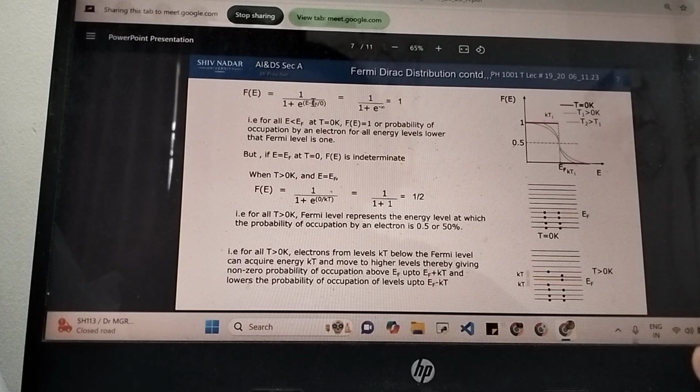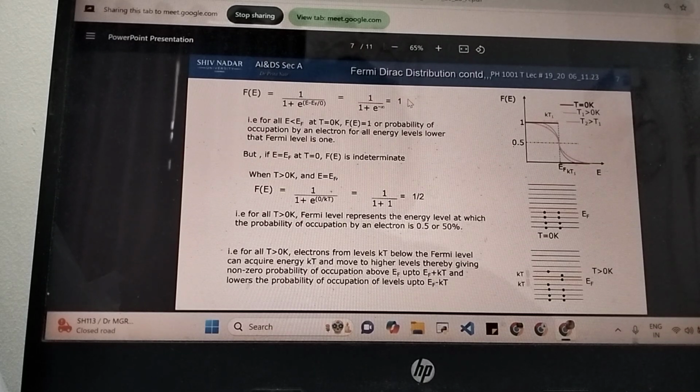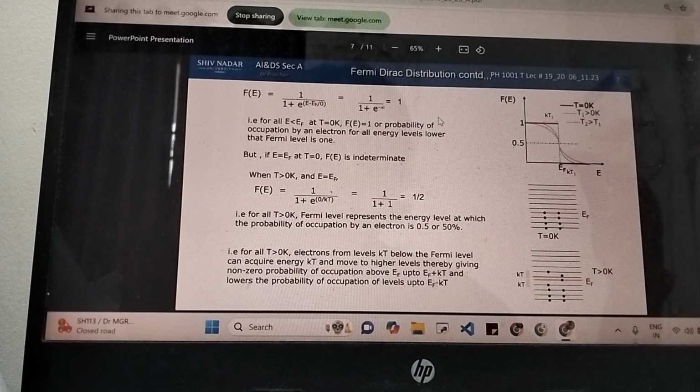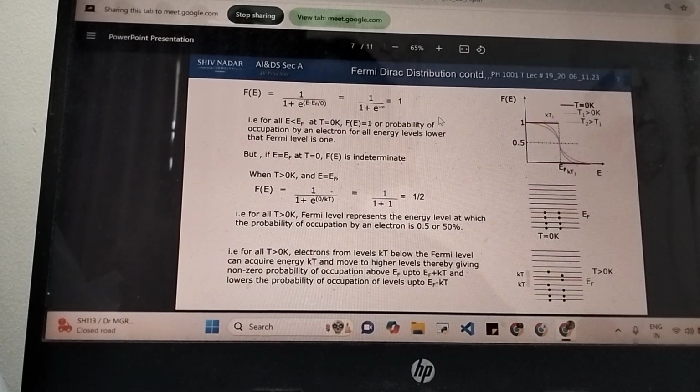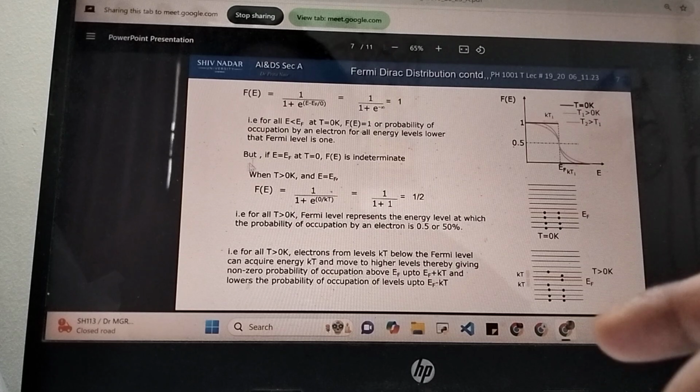Again here E is less than EF, so this is going to tend to minus infinity, because this is E less than EF, so this is a positive term and it's going to be a very small difference, so this tends to minus infinity. So this part becomes 0, and so 1 by 1 plus 0 is 1 by 1, which is 1. So what it means is at 0 Kelvin the probability of occupation of any level lower than EF is 1. So okay, and we'll finish this also.